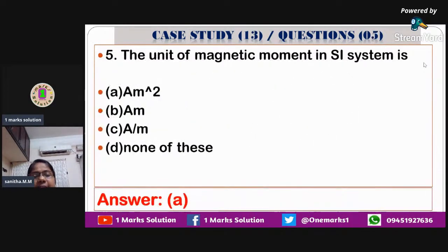Now let us move on to the next one. The unit of magnetic dipole moment in the SI system. You know the equation is M is equal to IA, where I is the current and A is the area. So what is the unit of current? Ampere. And what is the unit of area? Meter squared. So the answer will be ampere meter squared. You can check the other units also, ampere meter, ampere per meter, none of these. So the correct option is option A.